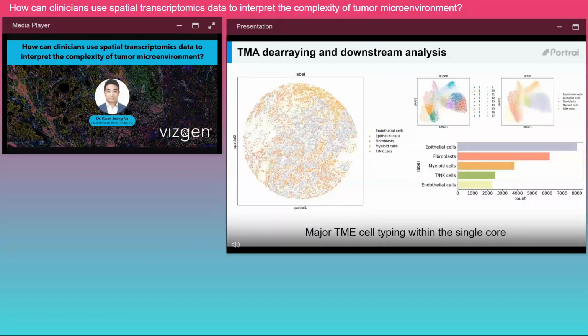This classification is visualized in both UMAP plots and bar charts, so we can analyze which cells are abundant in this core and which cells are located near other cell types. So for this downstream pipeline analysis, we can simply understand how the tumor microenvironment is composed of certain types of cells.